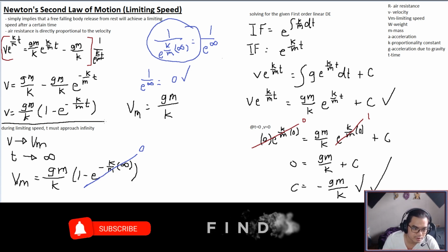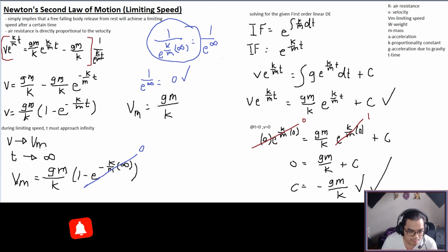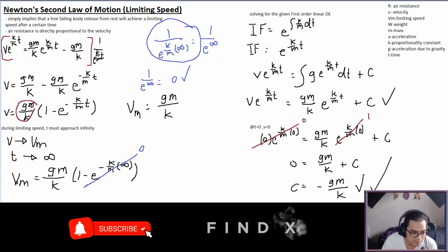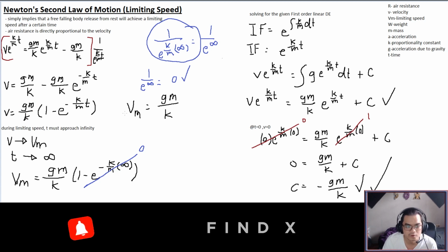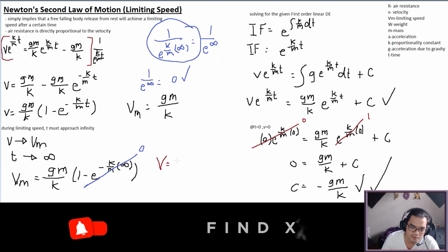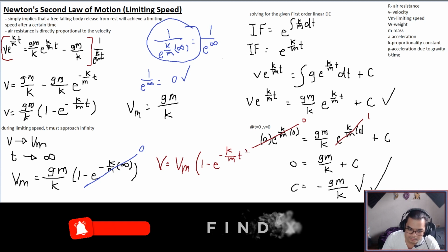Now going back to this one, as you can see, gm over k is equal to vm, or the limiting speed. This is also gm over k. That means this part is your limiting speed. Therefore, constructing the final formula, we can have v equal to gm over k, which is just the limiting speed, times 1 minus e raised to negative k over m. I think we are not done yet. k over m times t.